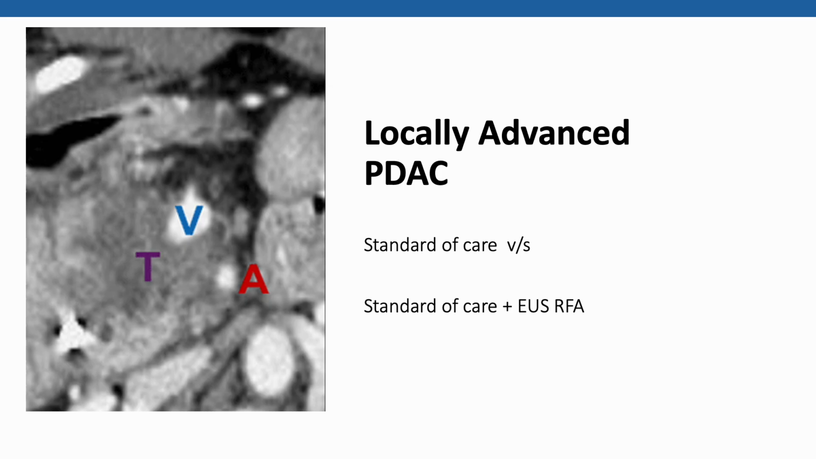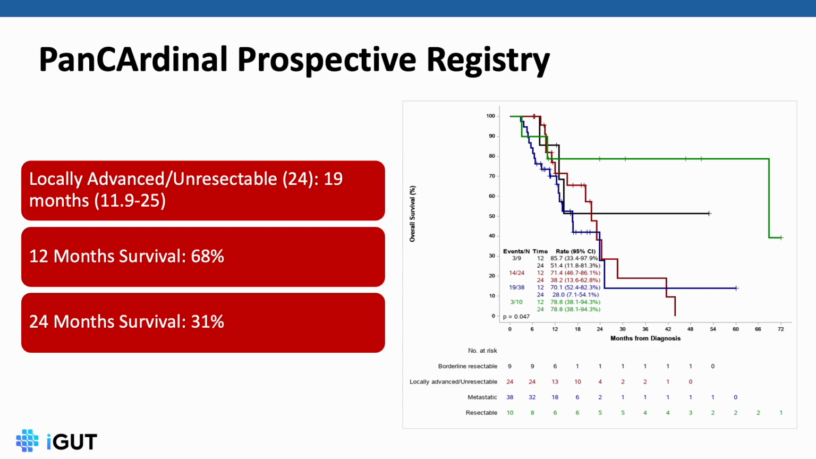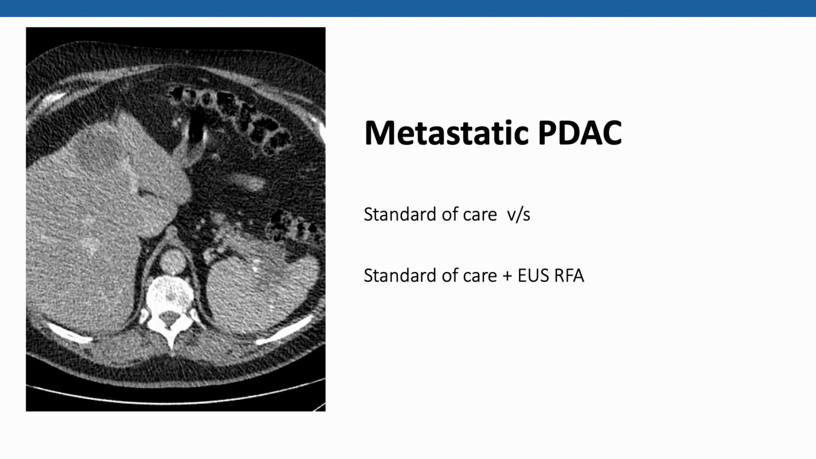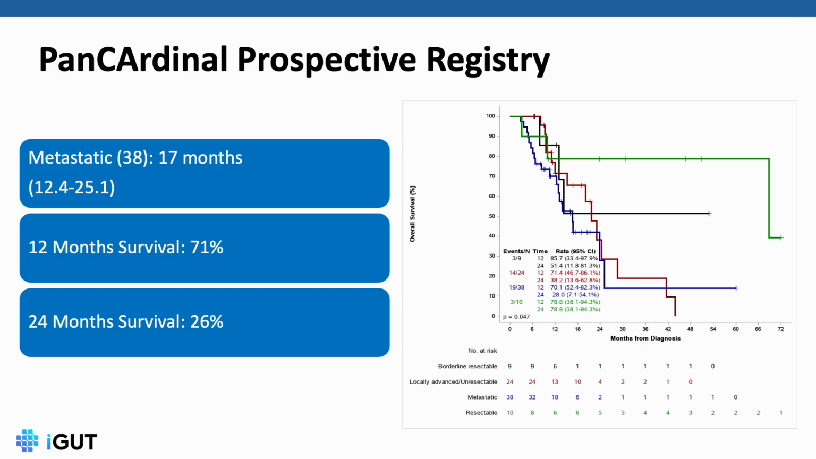Now moving on to locally advanced cancer. Again, looking at current standard of care, you can see various degrees of survival, about 13 to 19 months. In our current data, in locally advanced, we had about 24 patients, and we are tracking survival at 19 months, with 12-month survival probability 68%. Moving on to metastatic disease. Again, this is where survival starts to really dip, ranging from 6.7 to 11 months. And in our trial, 38 patients, current survival is about 17 months, 12-month survival probability 71%.